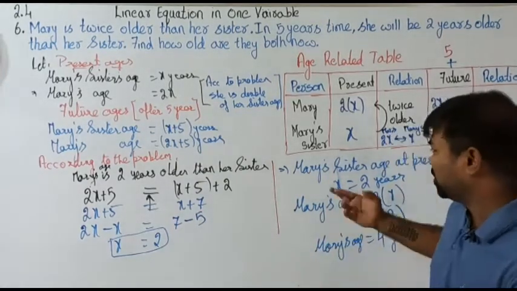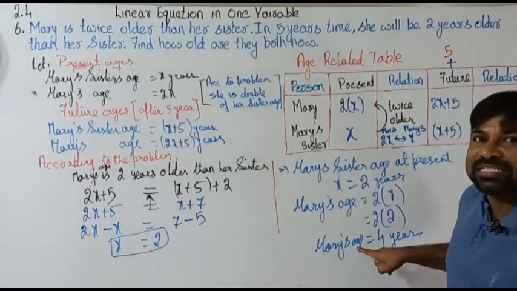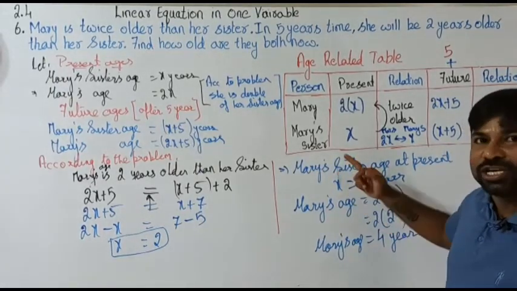If you check it out, if she is 2, Mary is double. Mary is double the sister's age. If she is x, she is 2x.